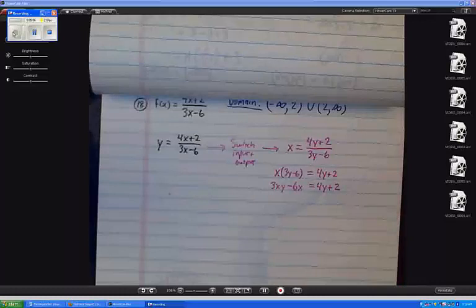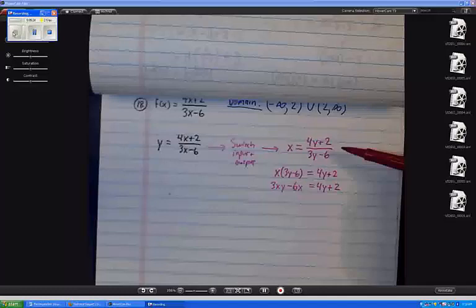Here, let me show you one more step, and then you'll know why I distributed. See, here's the problem, guys. Over here, I had how many y's? 2. Eventually, I'd like to only have one output, y.